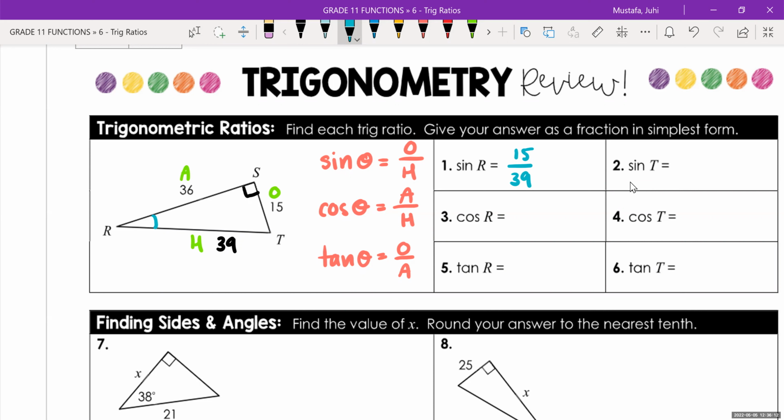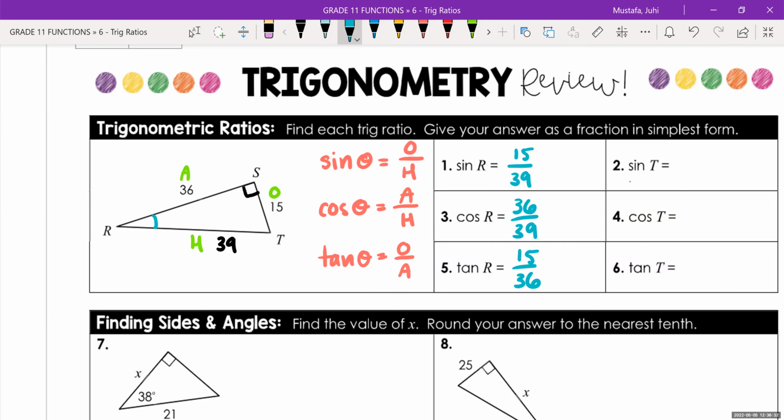What would cos R be? Adjacent over hypotenuse, yep. Perfect, 36 over 39. And what would tan R be? Yep. Perfect, 15 over 36 because it's opposite over adjacent.